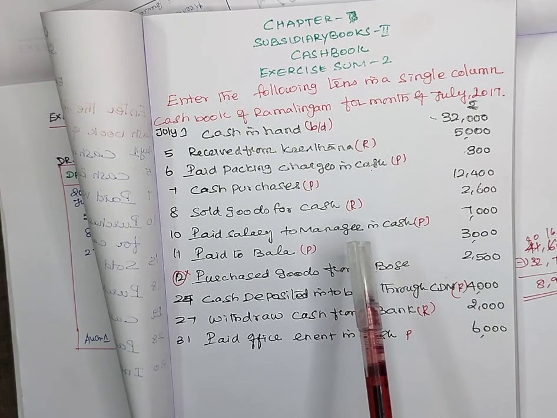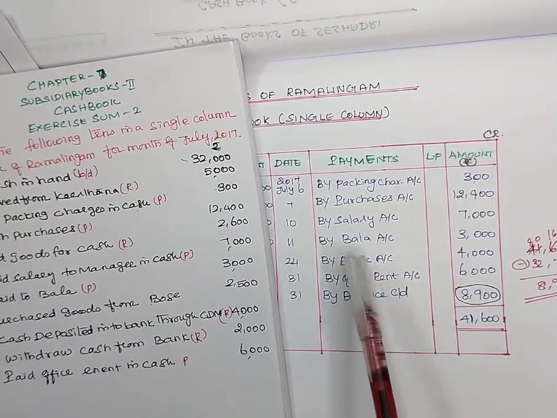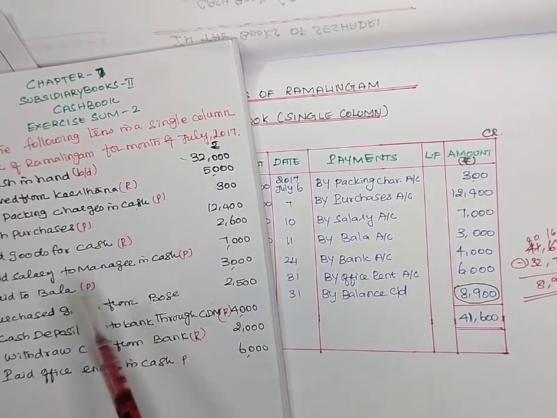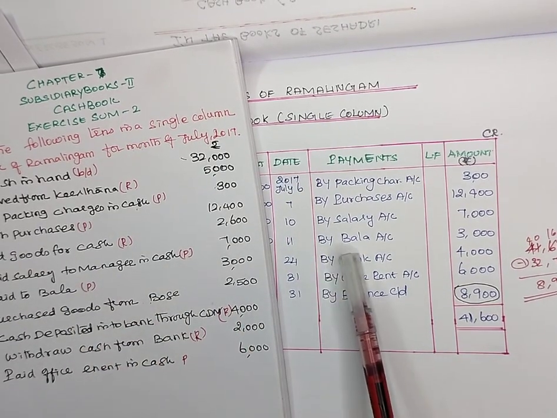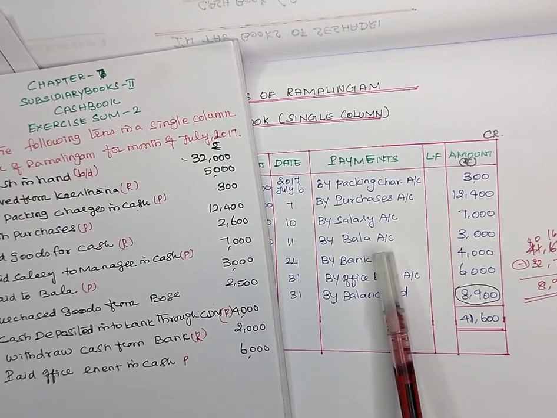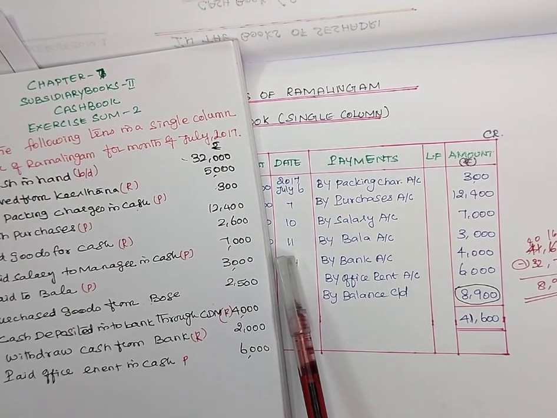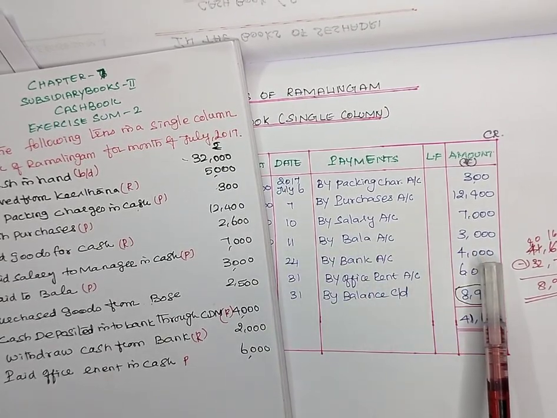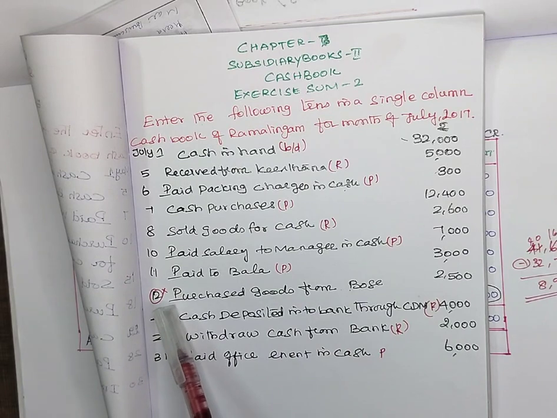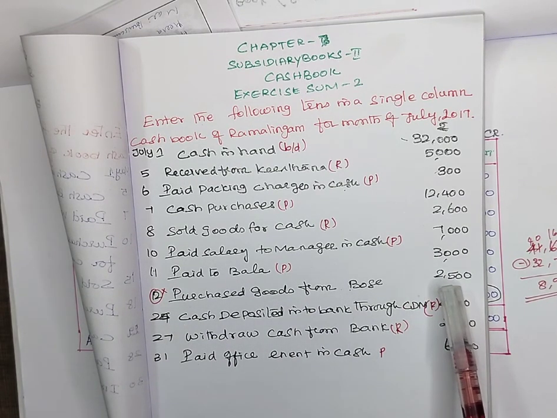How to pass this journal entry into the ledger account? Where is cash? Cash is on credit side. So you go to credit side, dated on 11. What is the opposite account from the cash account? Bala account. So you have to write the opposite account in the cash account, okay? So July 11 by Bala account 3000 rupees. Do you understand?